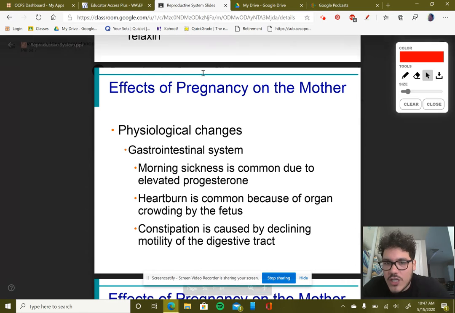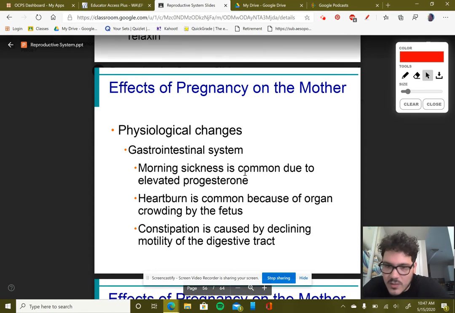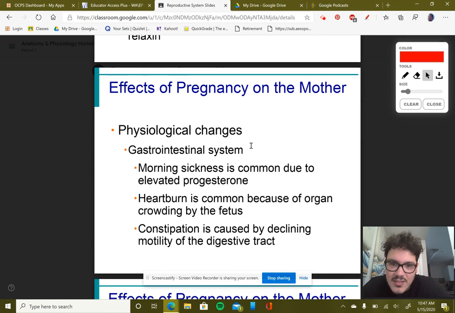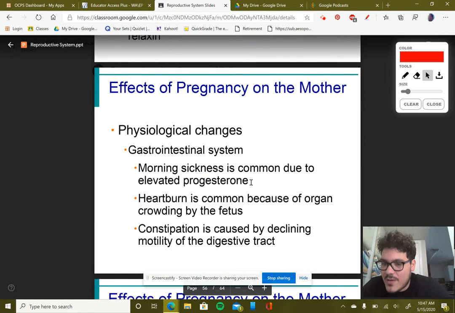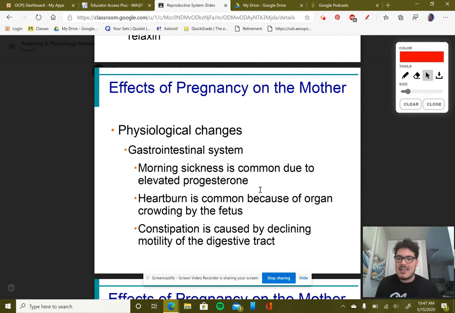So here are some physiological changes that occur while a woman is pregnant. First off, with regards to the gastrointestinal system, the digestive system, the GI, as we learned in our previous unit. Morning sickness, that is super, super common, especially in the earliest days of pregnancy. Typically speaking, as you reach the second and third trimester, you're going to see less of this, is the hope. But in the early first trimester, this is really an early indication of possible pregnancy. And the reason for that is elevated levels of progesterone. It makes it very difficult, just nausea overall.